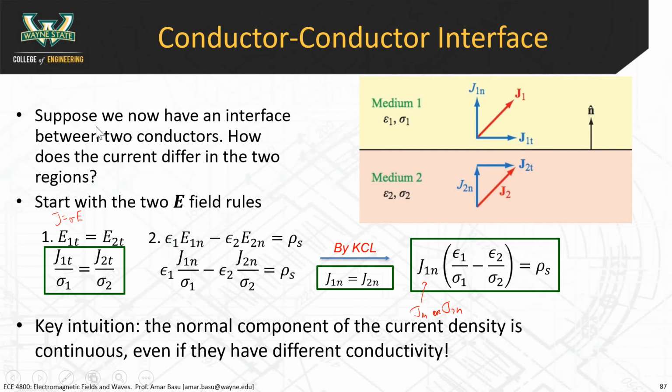Why are you interested in this? Well, you imagine you have a current going from one conductive media to another conductive media, and you want to see how the currents change. So the key intuition here, normal component of current density is continuous. Even if they have different conductivity, they're continuous because of Kirchhoff's current law.